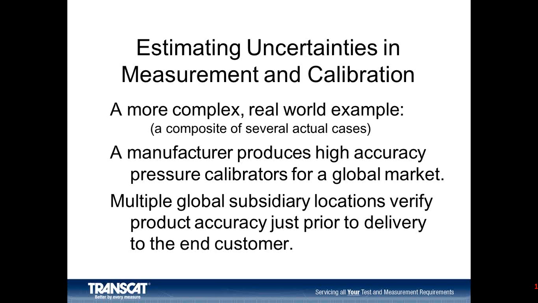Next, I would like to describe a more complex case, a manufacturing example. It's actually a composite of several real cases that I have encountered through the years. In this example, a manufacturer produces a high accuracy pressure calibrator that it distributes around the world. This company has multiple subsidiary locations around the world that stock these items for quicker delivery to the customer. And just prior to delivery, they perform a final accuracy check of this instrument.